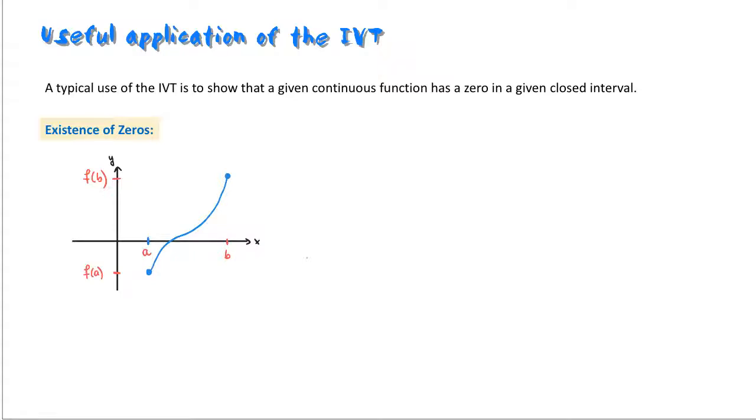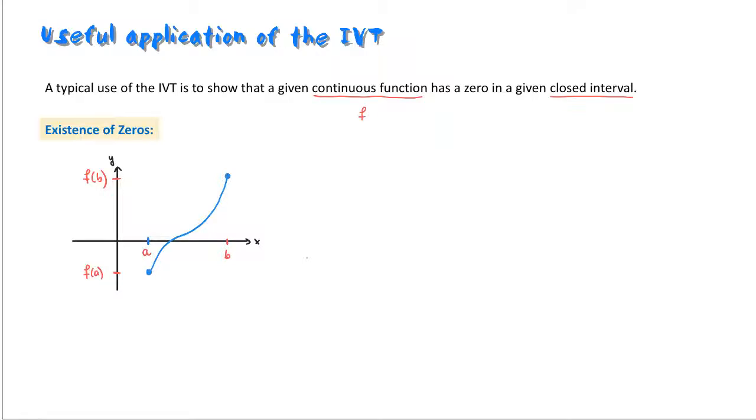Before we start applying the IVT to actual examples, I want us to briefly talk about a particular use of the IVT, and it's a very nice way to use the IVT. Here I have it on top. I'm saying that a typical use of the IVT is to show that a given continuous function has a 0. Or in other words, the graph has an x-intercept in a given closed interval. But I really want to emphasize again, continuous function in a closed interval [a, b].